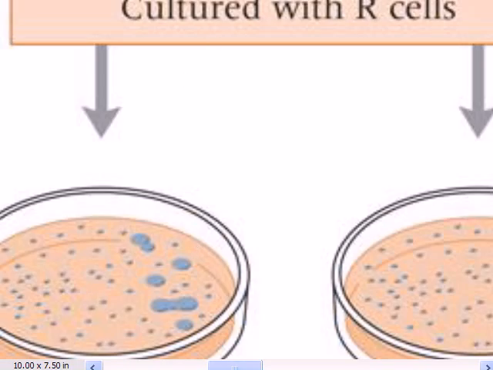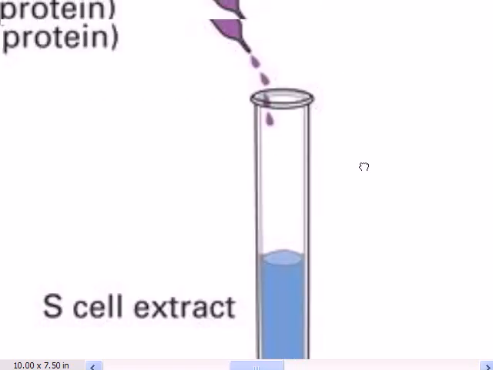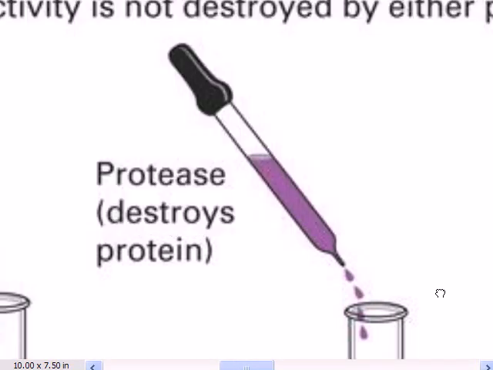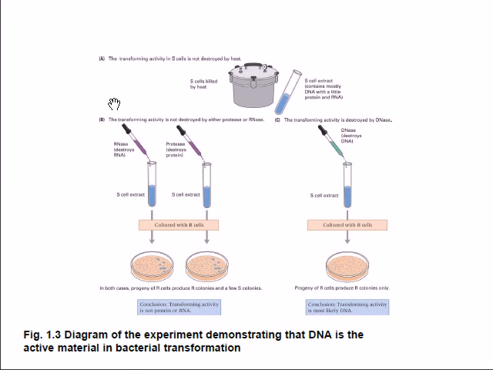Okay, so now you can also treat this S cell extract with, and we'll scroll around the image here, protease. Protease destroys proteins. Now, when you destroy proteins, that doesn't really destroy the activity of the S cells. The S cell extract can still transform R cells into S cells. So the conclusion here is that neither RNA or protein is the transforming molecule.